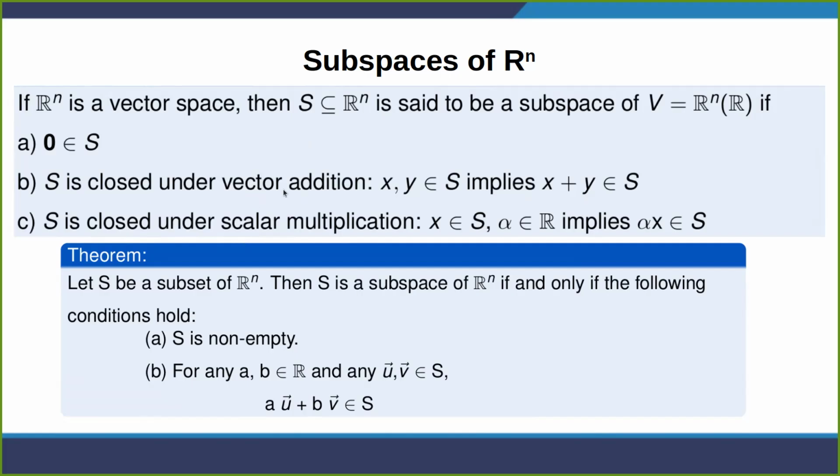Plus comes under the second law, dot comes under the third law, which is: x belongs to S and alpha belongs to R implies x is any vector. So it implies that the vector x multiplied by alpha should also come under the subset S.